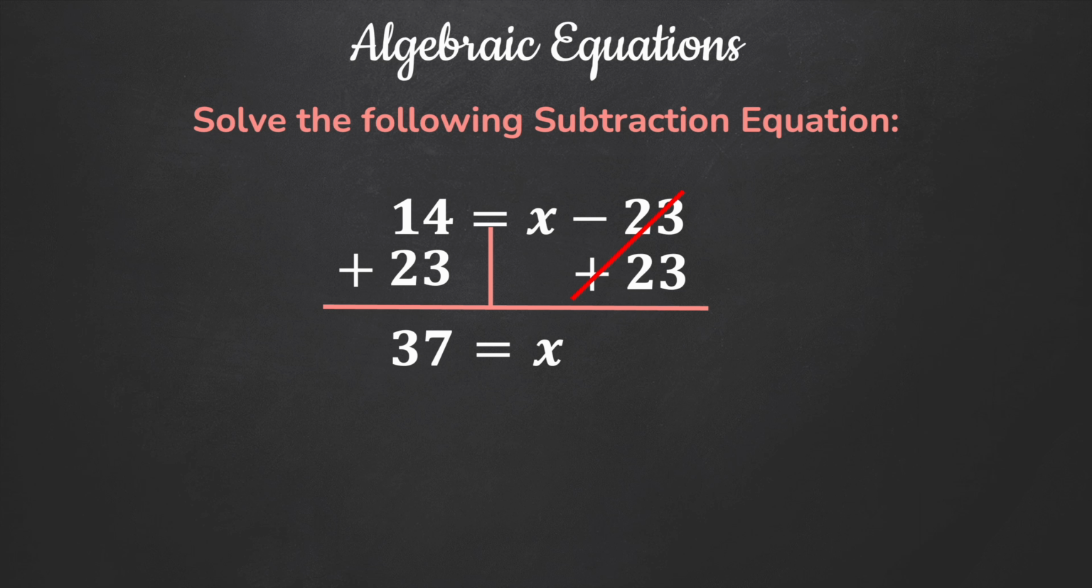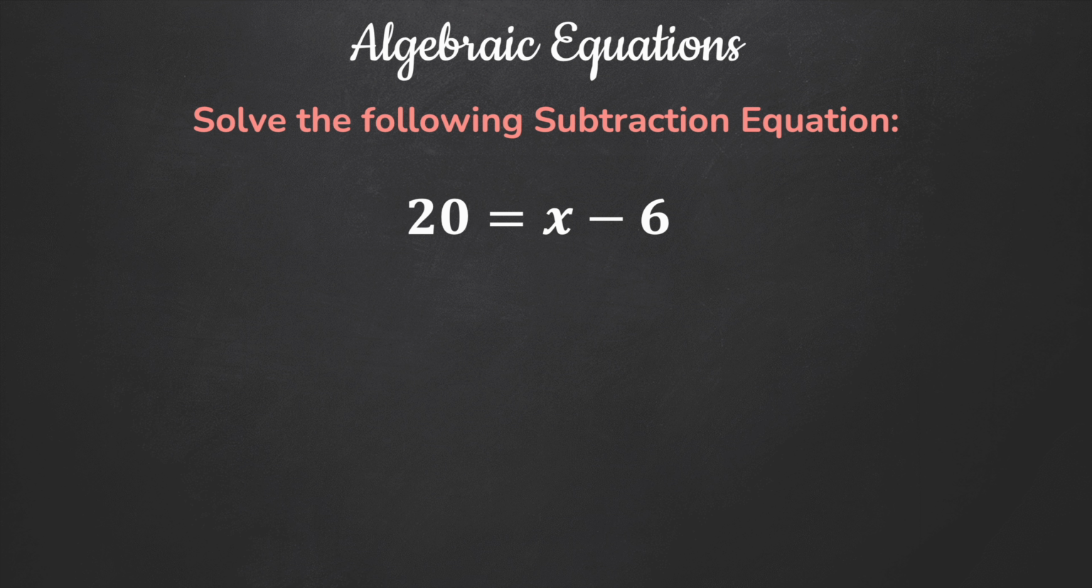Finally, we have 20 is equal to x minus 6. Now, the first thing we want to do is draw a line straight down from our equal sign so that we could easily see both sides of our equation. Now, our goal is to solve for x, meaning we want to get x by itself, and because we have x minus 6, we're going to go ahead and add a 6 to cancel that out. But whatever we do on the right side, we must also do on the left side.